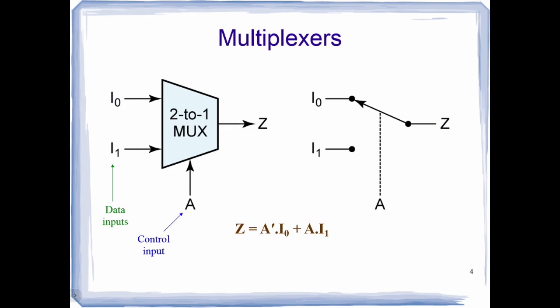Exactly opposite in the case of when A equals 1. In this case, the second AND gate output is equal to its first input I1, and the first AND gate output is 0. Hence Y equals I1. Both these cases are summarized in the table.